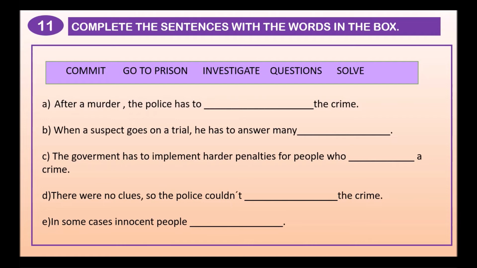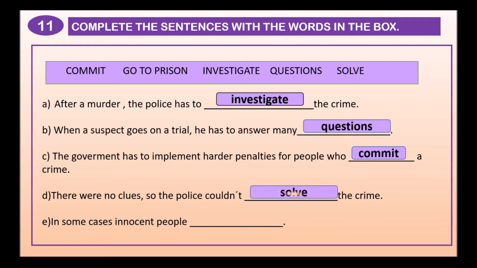11. Complete the sentences with the words in the box. Commit, go to prison, investigate, question, and solve. Option A. After a murder, the police has to investigate a crime. Option B. When a suspect goes on trial, he has to answer many questions. Option C. The government has to implement harder penalties for people who commit a crime. Option D. There were no clues, so the police couldn't solve the crime. Option E. In some cases, innocent people go to prison.